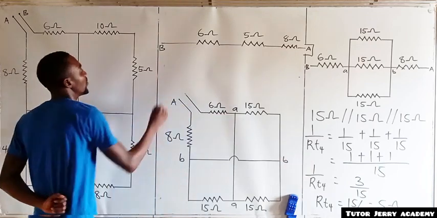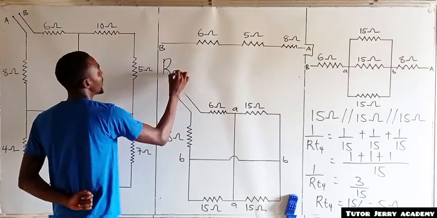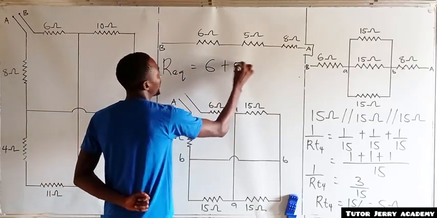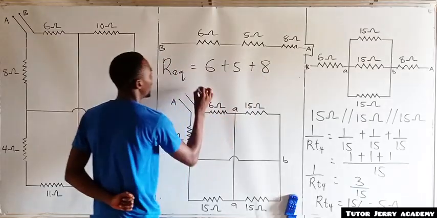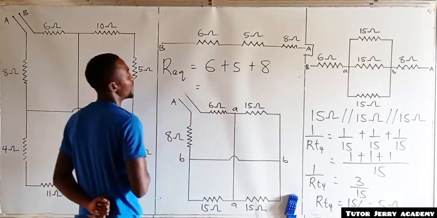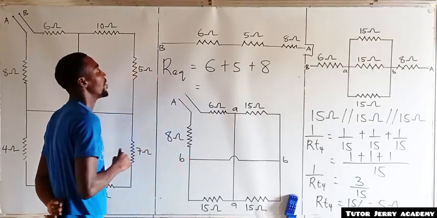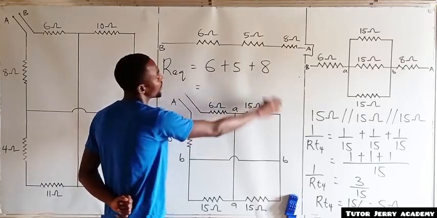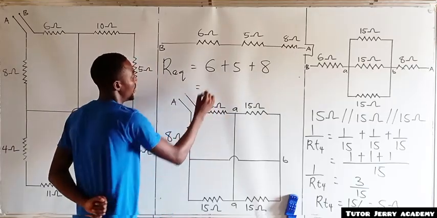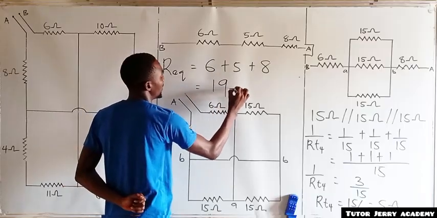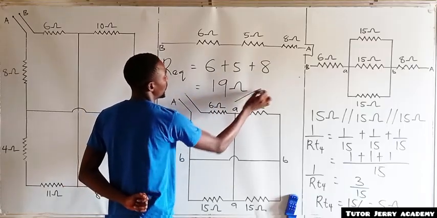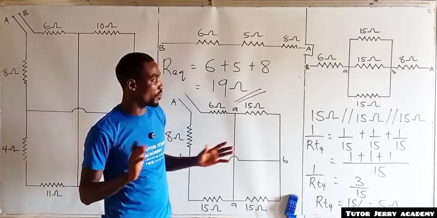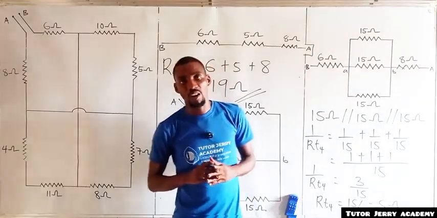So now for the equivalent resistance for this, you can see everything is now in series. So the equivalent resistance now will be 6 plus 5 plus 8. 6 plus 5 is 11, right? 11 plus 8, that is 19. So our solution here is 19 ohms. So I believe we understand this. So this is how to go about this question.